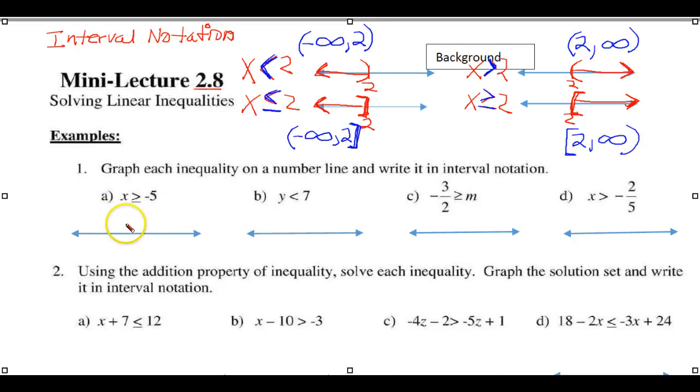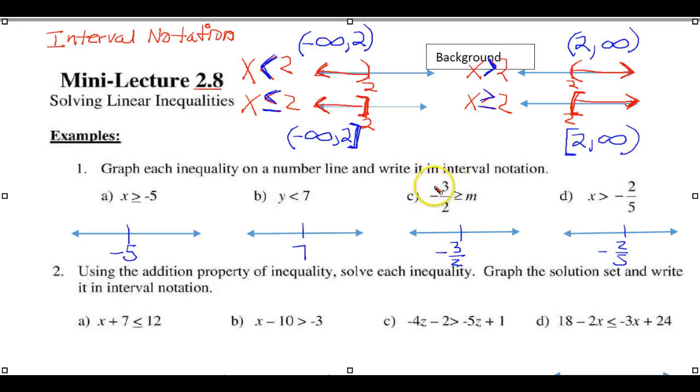So here, let's just put numbers down. This is going to be a -5. This is going to be a 7. This is going to be a -3/2. And when you make fractions, always make a horizontal bar there. And this will be a -2/5.